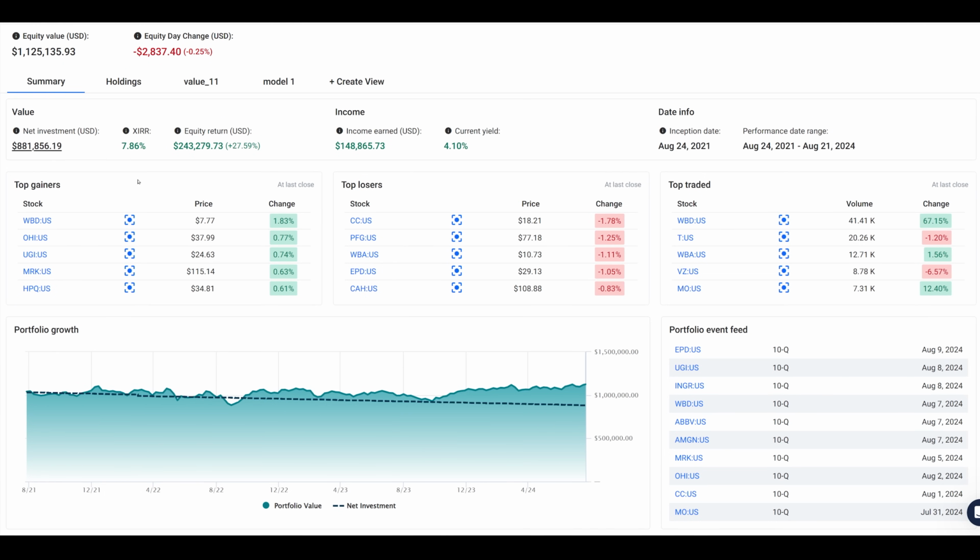So the Model 1 portfolio had an average annualized rate of return of 7.86%. As you'll see here in a moment, the market itself did about 7.51. So this slightly outperformed the market, but I'm going to argue it did it at significantly less risk. But the idea here was how much income. Well, the current yield of this portfolio is 4.1%, and it actually started out a little bit lower than that.